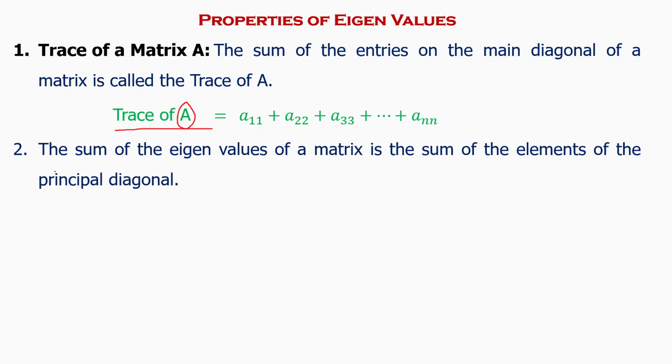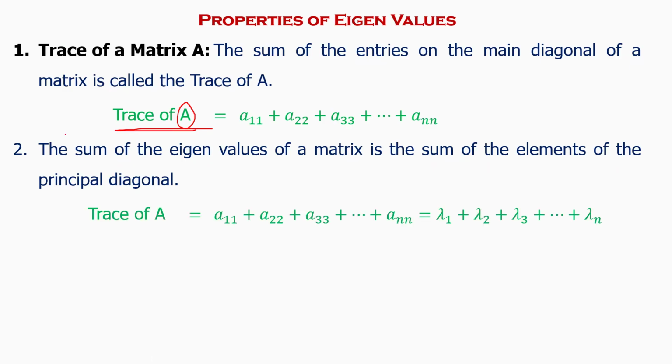The sum of the eigenvalues of a matrix is the sum of the elements of the principal diagonal. So what is that? The sum of elements of the principal diagonal is nothing but the trace of a matrix. So trace of A, which is equal to A11 plus A22 plus A33 up to Ann, which is equal to lambda 1 plus lambda 2 plus lambda 3 up to lambda n.